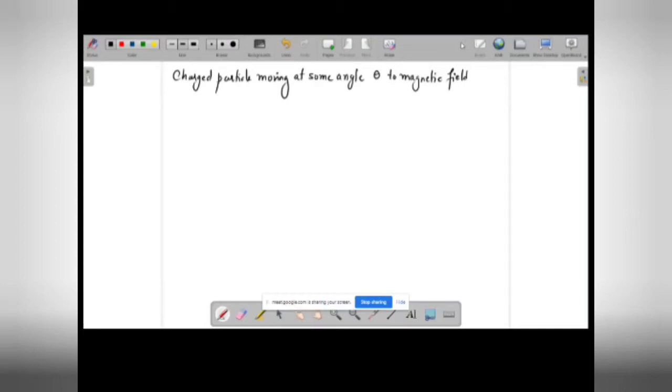Okay, so now we are going to see the charged particle moving at some angle theta to the magnetic field. That means, supposing we have a magnetic field, let's say the magnetic field is in this direction, like this, and a charged particle enters the magnetic field. So the velocity vector makes an angle of theta with the magnetic field. Then what is going to happen? What kind of trajectory is this particle going to follow when it enters at an angle of theta with the magnetic field? That we are going to see.